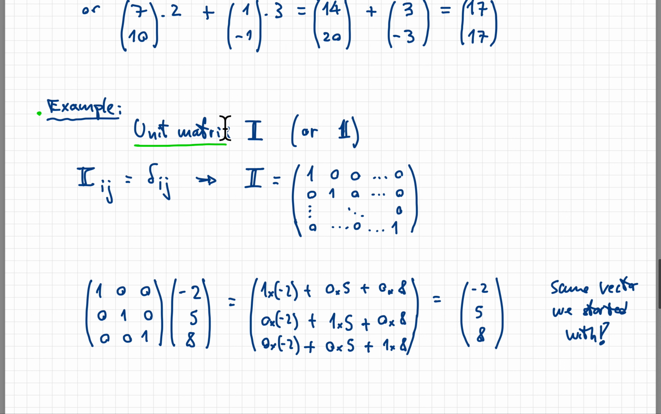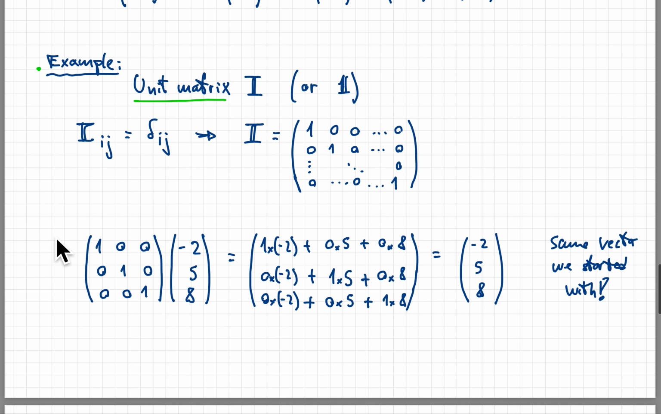Sometimes I will write it as a 1, sometimes I will write it as an I. And it's a matrix such that its elements are given by the Kronecker delta ij, which means that it's equal to 1 if i is equal to j, or 0 otherwise. And so if i is equal to j, that means that the row is equal to the column number. We're talking about the diagonal in that case, and that diagonal is given by 1s, and everywhere else there's zeros. So that's what we call the unit matrix.